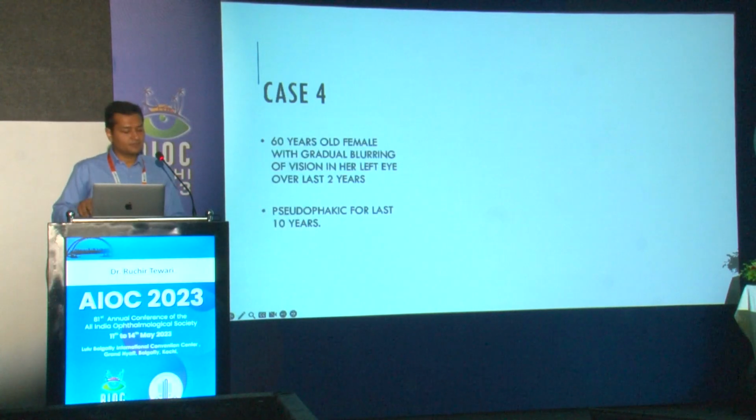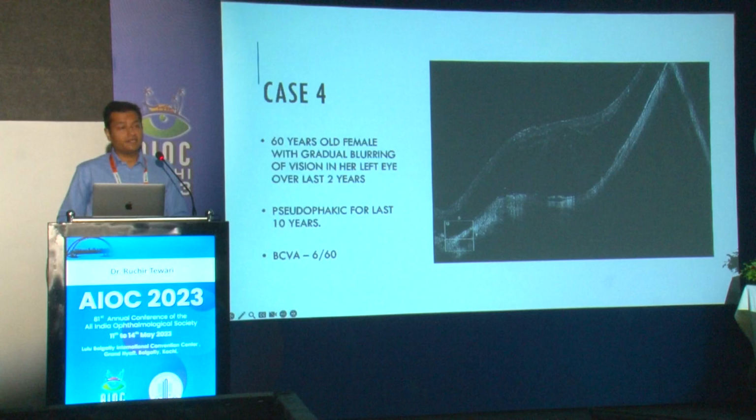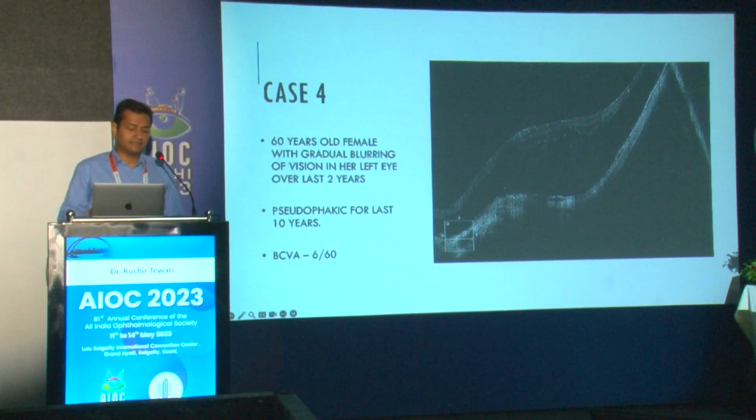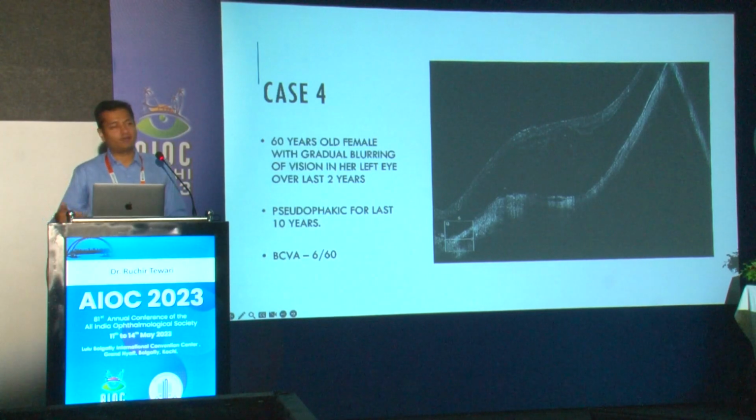The next patient is a 60-year-old female with a gradual blurring of vision in her left eye over the last 2 years. She's been pseudophakic for the past 10 years. BCVA was 6/60. The OCT revealed this picture. Now, this is a classic case of myopic traction maculopathy, where you see that there is an outer retinal schisis along with an inner retinal schisis, as well as this patient is very likely to go into a macular hole formation along with a posterior pole retinal detachment, characteristic of a pathological myopia.